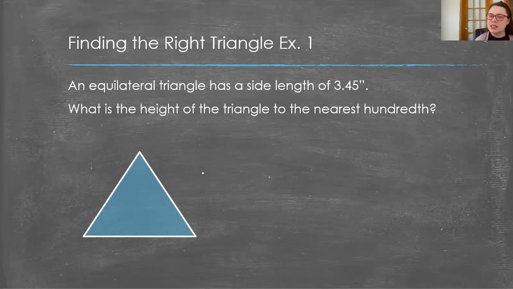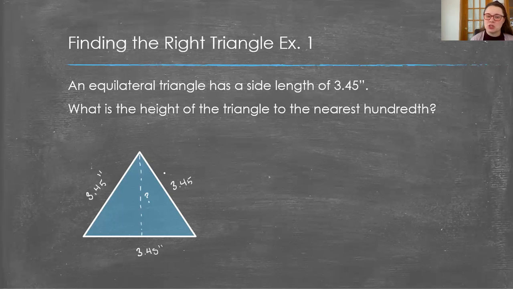So this question says an equilateral triangle has a side length of 3.45 inches. What's the height of the triangle to the nearest hundredth? So equilateral means all sides are equal, as you learned in your last lesson. So this is 3.45, 3.45, and 3.45. What this question is looking for is the triangle height. So if we go straight up the middle, what's that going to be?